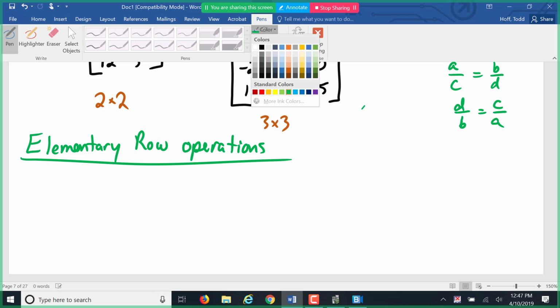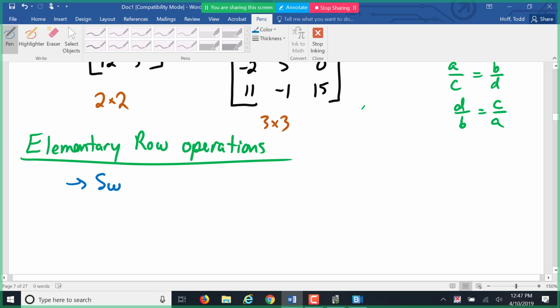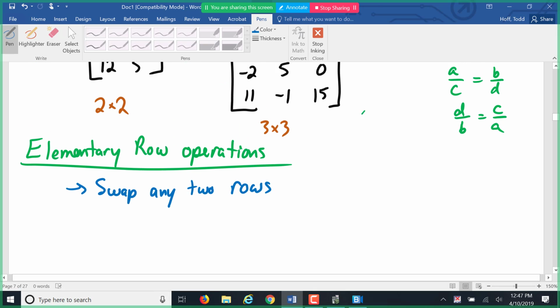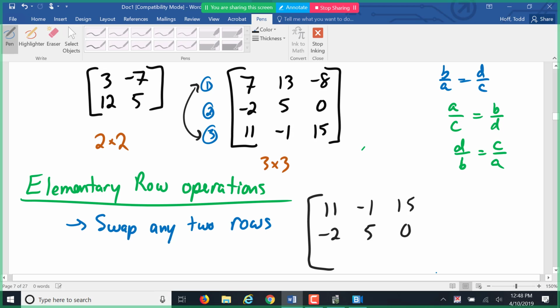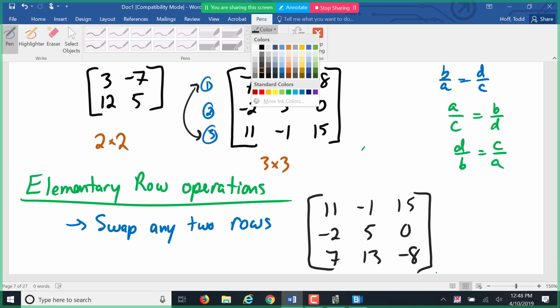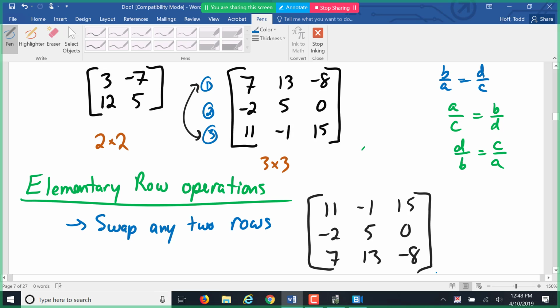But for elementary row operations, things that you are allowed to do is you can swap any two rows. What does that mean? Well, in this matrix up here, if I call them rows 1, 2, and 3, I could swap two of those rows. Let's say I want to swap rows 1 and 3. I get that. That is an equivalent matrix. How do we judge equivalence? Well, we'll talk about that later on if there's time. That is an allowed row operation. It's to swap any two rows.